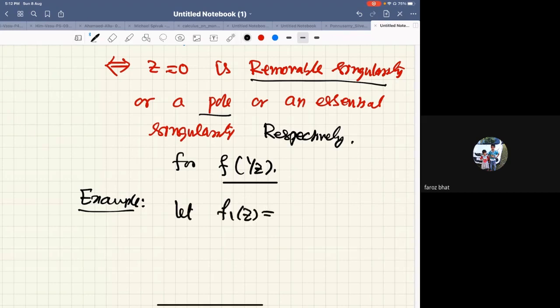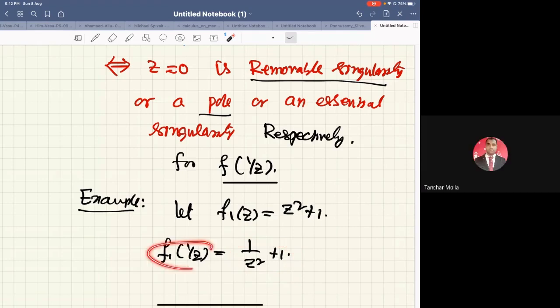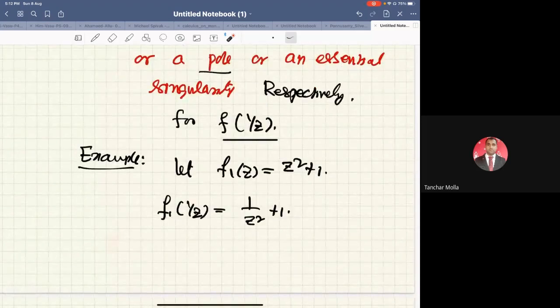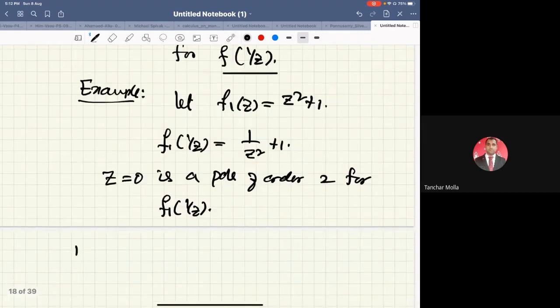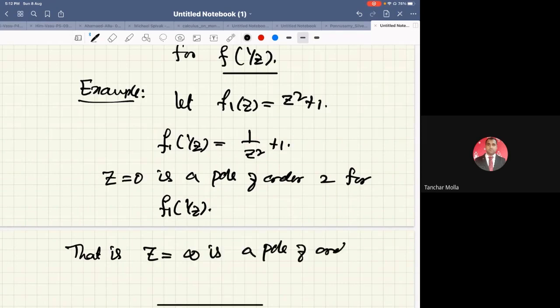Take f1 of z equals z square plus 1. So f1 of 1 by z is nothing but 1 by z square plus 1. Am I right? So z equals 0 is what kind of singularity for f1 of 1 by z? Pole, pole of order 2. Very good. So z equals 0 is a pole of order 2 for f1 of 1 by z. So what does it mean? That is, z equals infinity is a pole of order 2 for f1 of z.